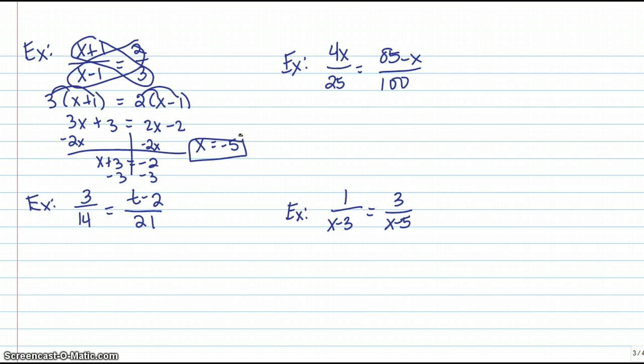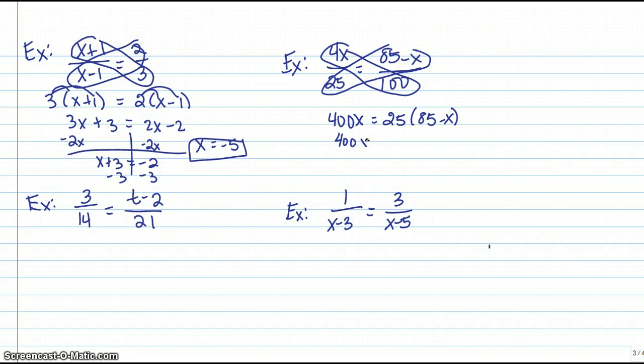Alright, next example, we're going to cross multiply, and we're going to have 4x times 100. That's 400x. And then I'm going to be very careful here. 25 times 85 minus x, I'm going to write as 25 parentheses 85 minus x, so that I can distribute. Alright, so we bring down 400x, and then 25 times 85 is 2125, and 25 times negative x is negative 25x. Then I need to get my x's together, so I'm going to add 25x to both sides.